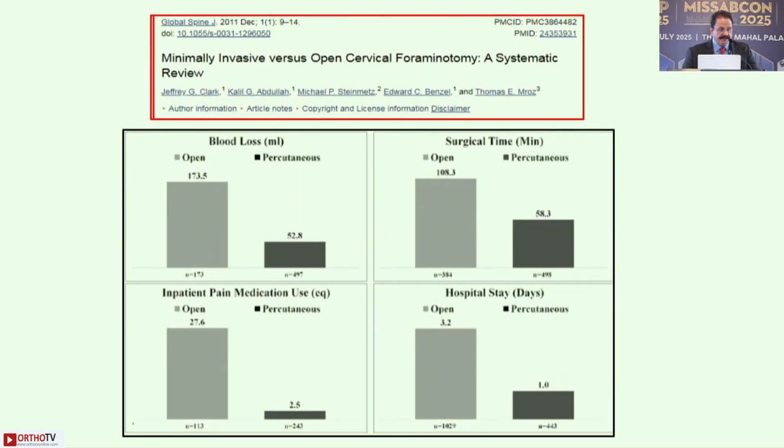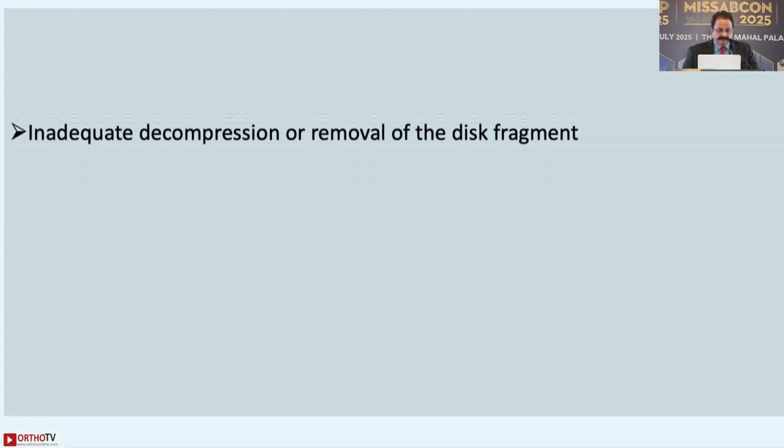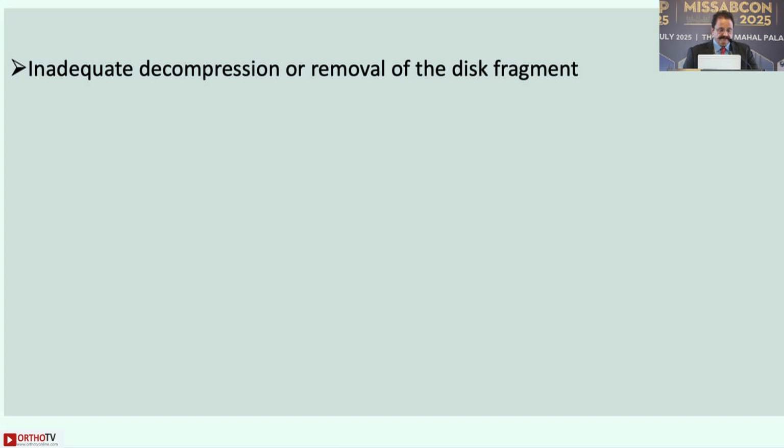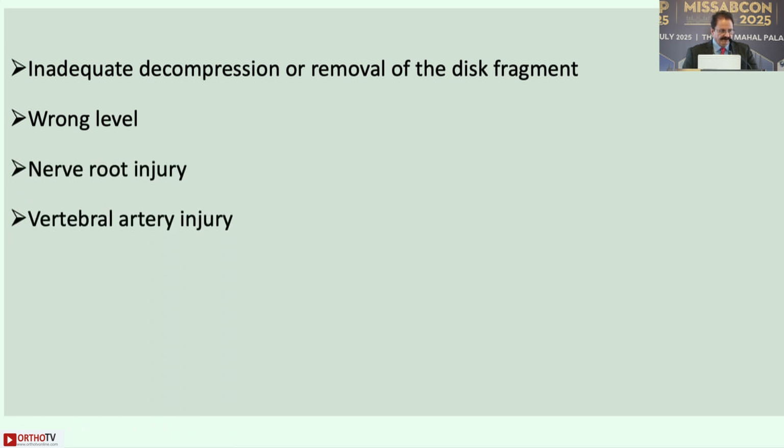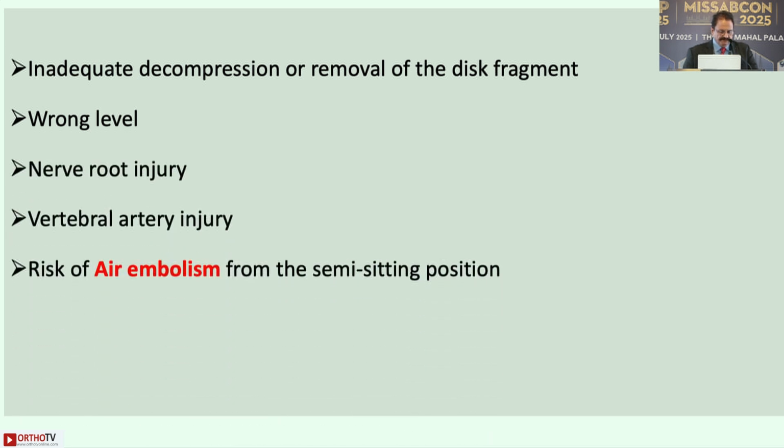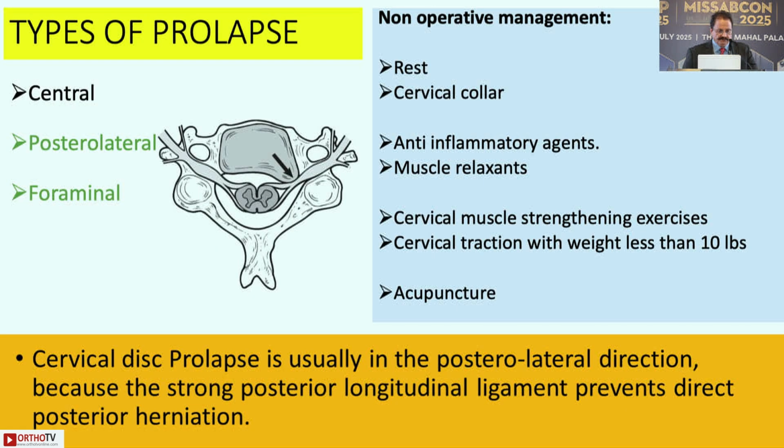If you really compare them, you have minimum blood loss in the posterior cervical foraminotomy, surgical time is less, inpatient medication is less, and hospital stay is less. But you can have an inadequate decompression or removal of the disc fragment. You can have a wrong level. You can have a nerve root injury, or a vertebral artery injury, or rarely an air embolism in old cases where you do it in the sitting position.